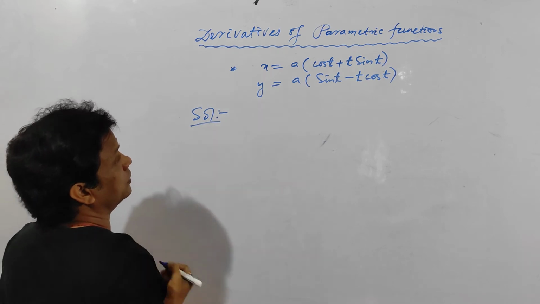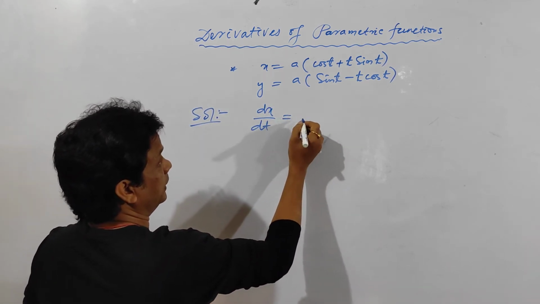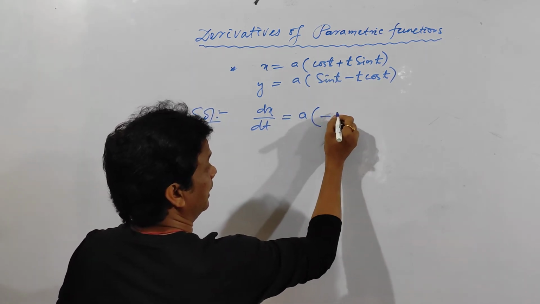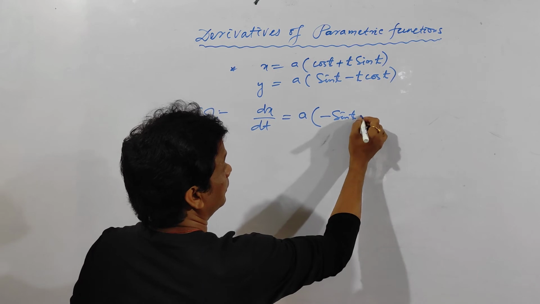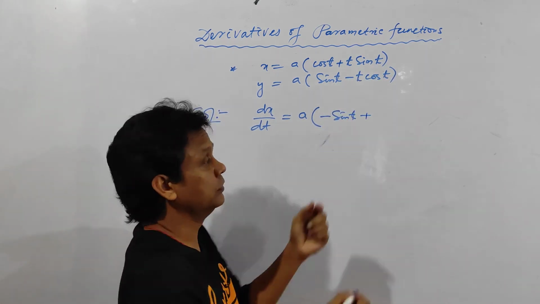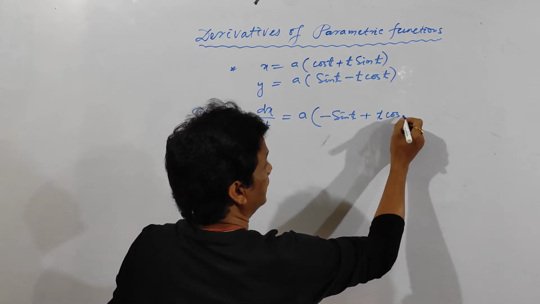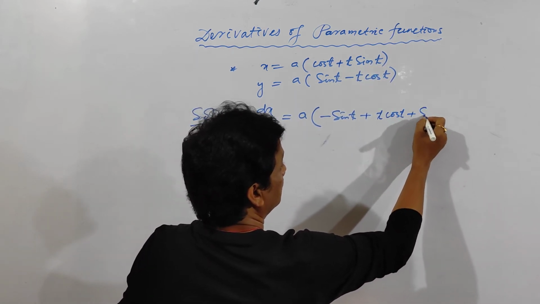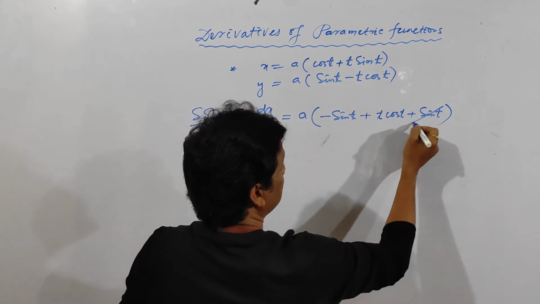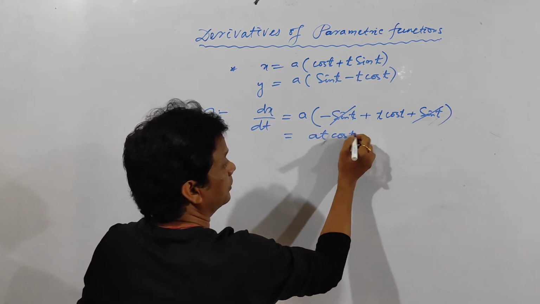You should do it cautiously. Here dx by dt. How to find out dx by dt? A is constant, put a bracket here, and the derivative of cos t is minus sin t, plus this is uv. Apply the product rule. T is constant, derivative of sin t is cos t. I am writing directly plus sin t and derivative of t is 1. So minus sin t plus sin t cancel out. A t cos t. Clear?